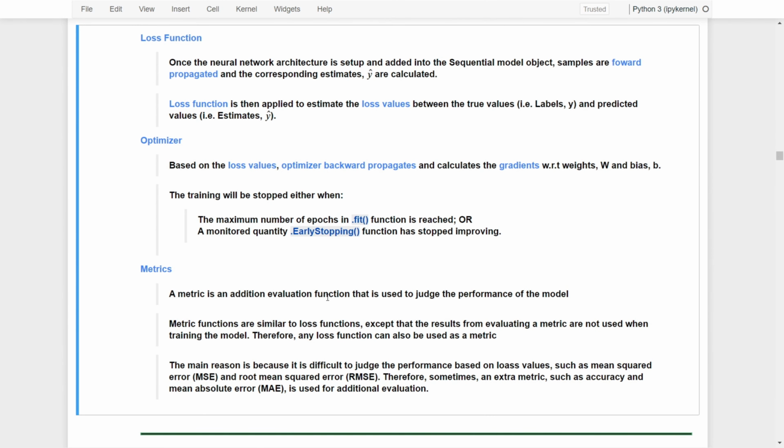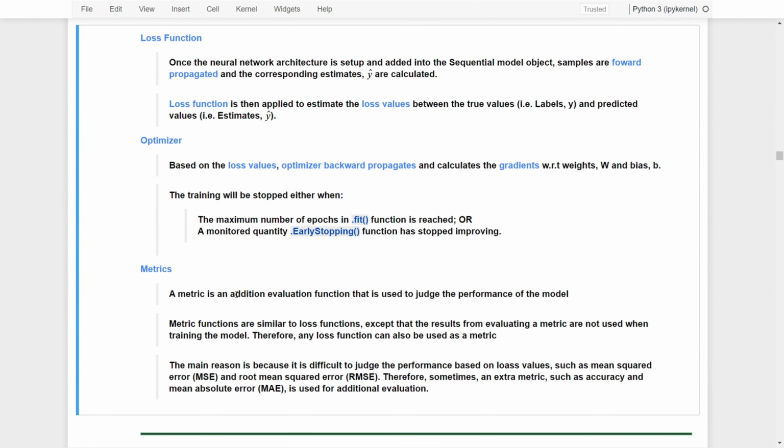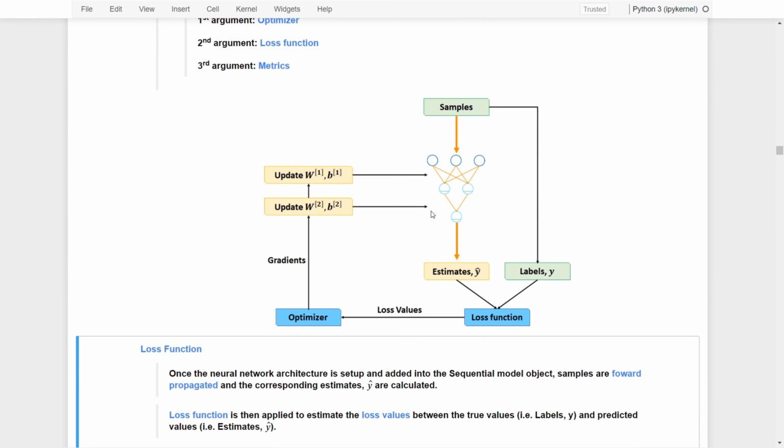You can see that the metric function doesn't appear here. A metric is an additional evaluation function that is just used to judge the performance of the models. Metric functions are very similar to loss functions, except that the results from evaluating a metric are not used when training the models. Therefore, any loss function can also be used as a metric. However, you can see that the metrics are not included in this diagram.